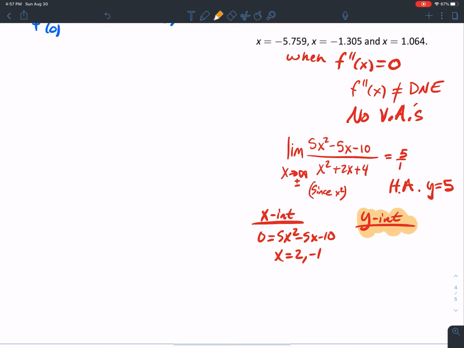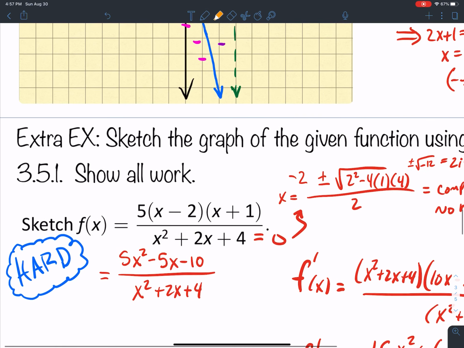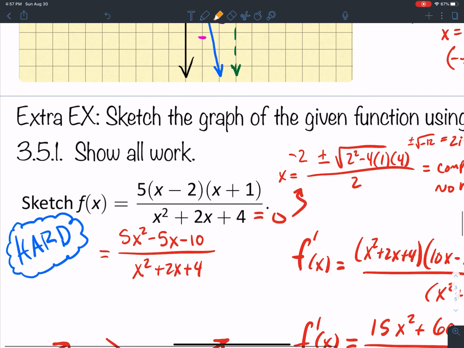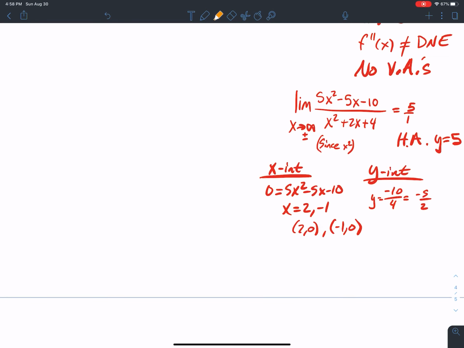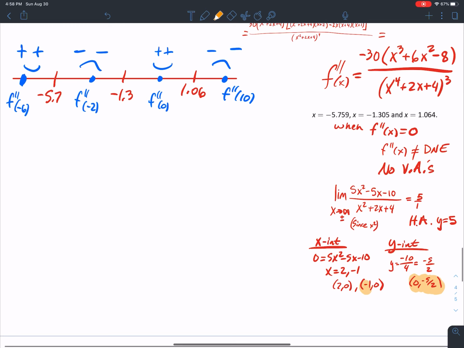For the y-intercept, I set x equal to 0. And if I set x equal to 0, then everywhere I see an x, I'm going to plug in 0. And so what do I have left? All I have left is -10/4. So that's -10/4 for my y-intercept, which is -5/2. Okay? So those are my points for intercepts.